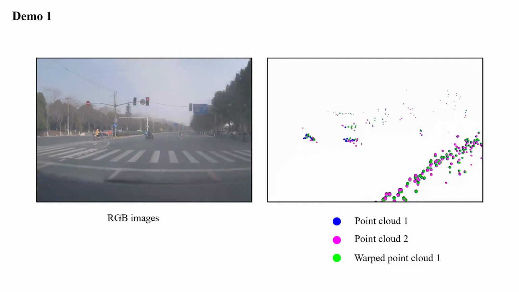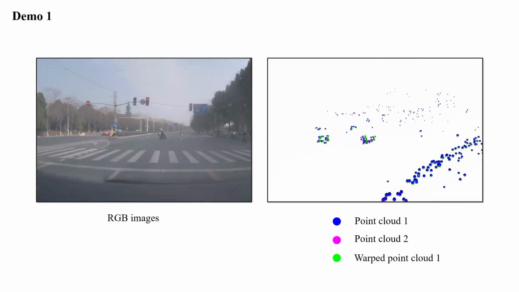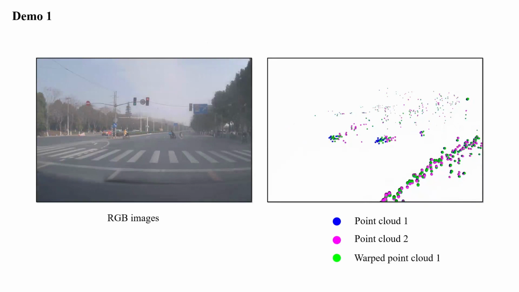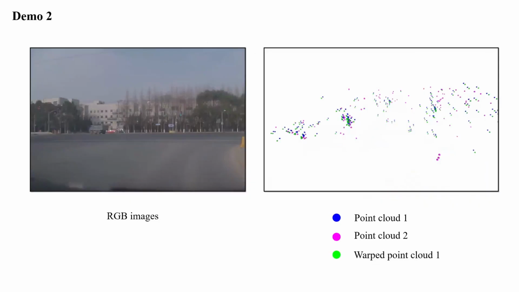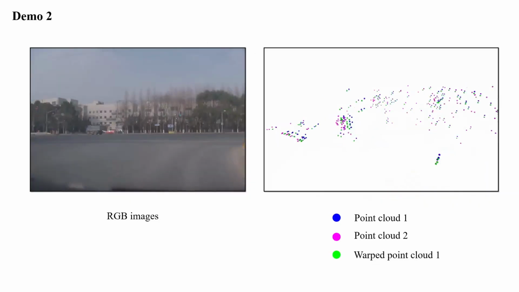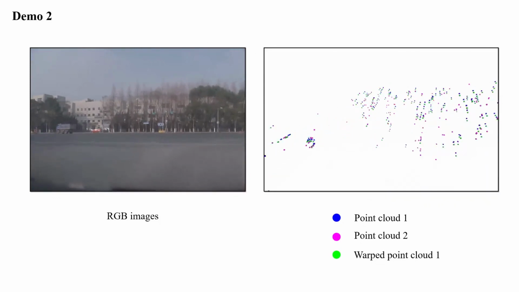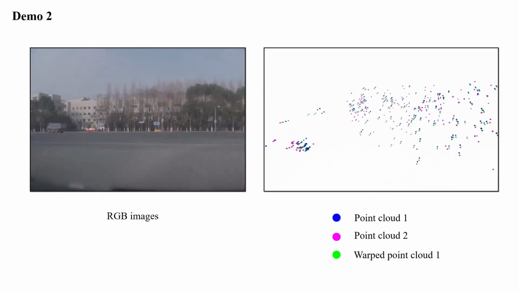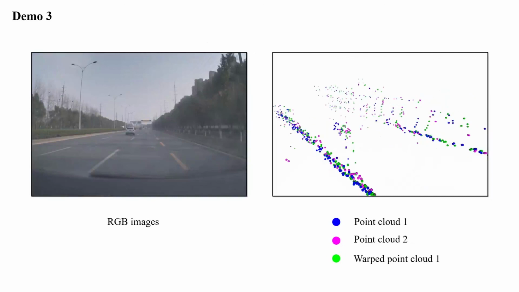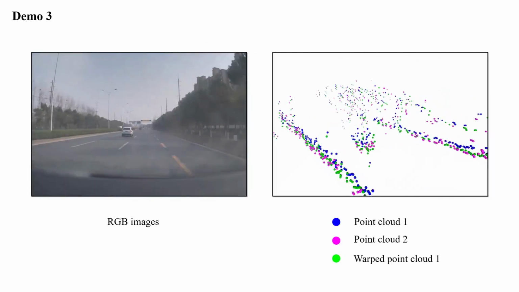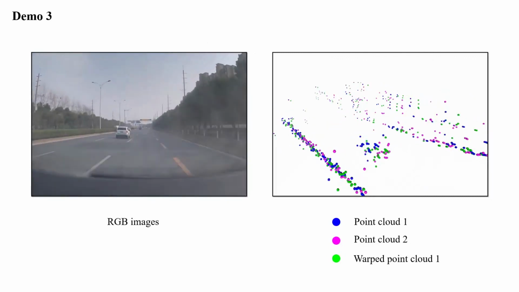The left is a video captured by our RGB camera, and the right shows the scene flow estimation results. We warp the blue point cloud 1 with the predicted scene flow to generate green points. Generally, the green points should be close to the magenta points if the scene flow is accurately predicted. So, as shown in our demos, our method is robust to different scenarios.